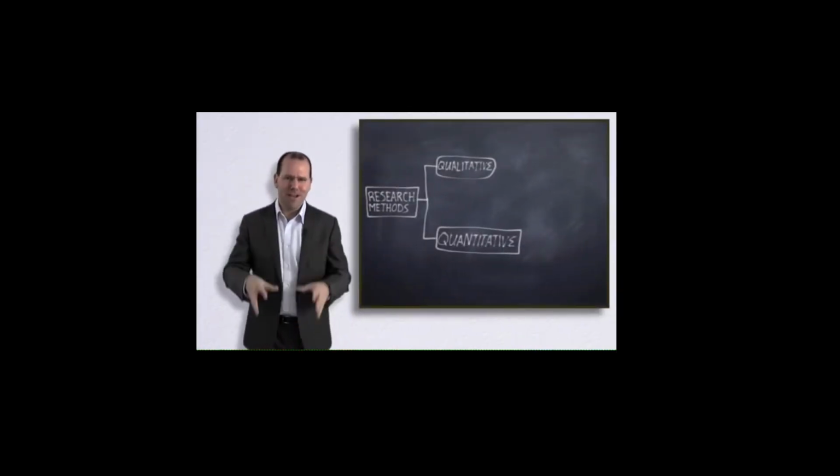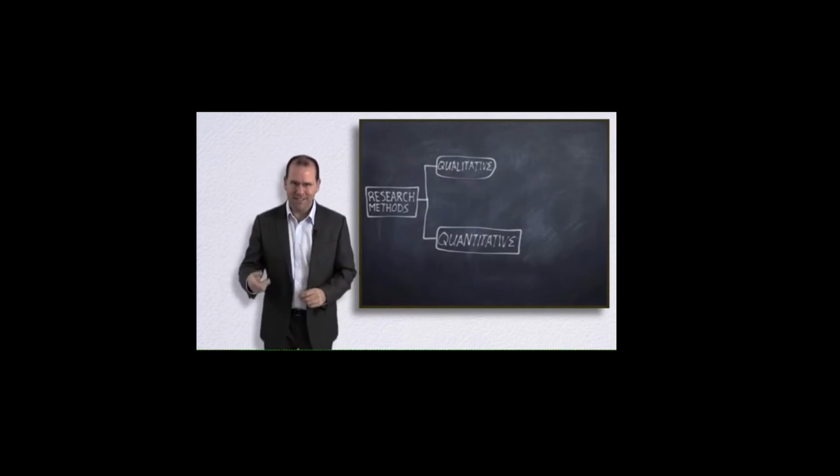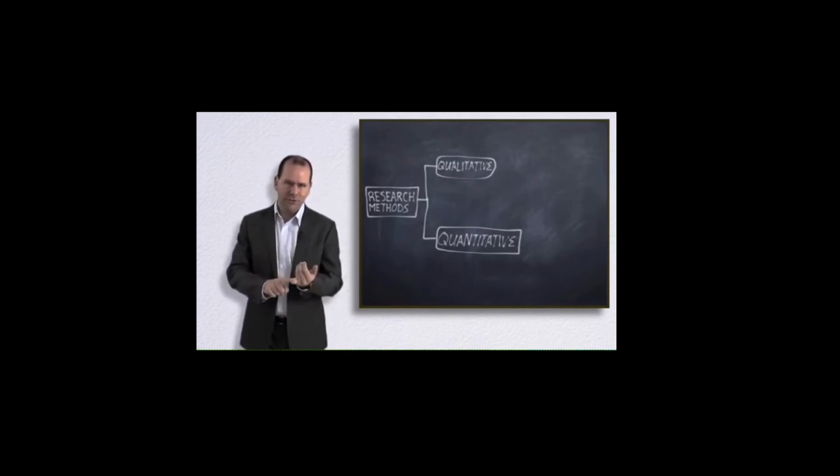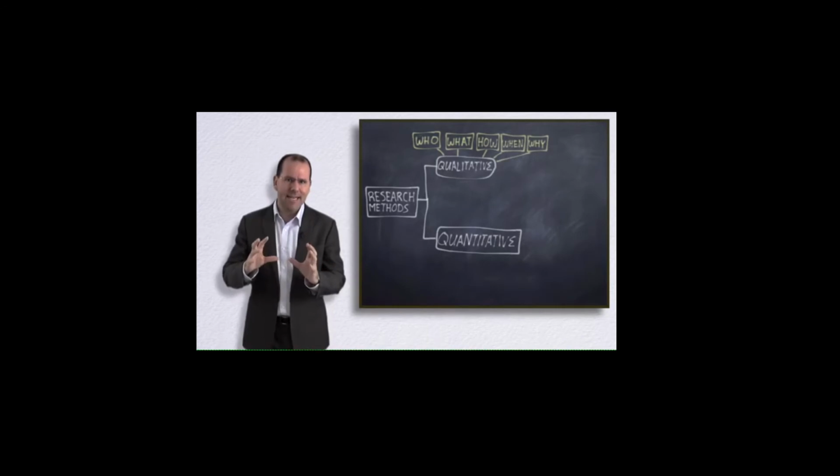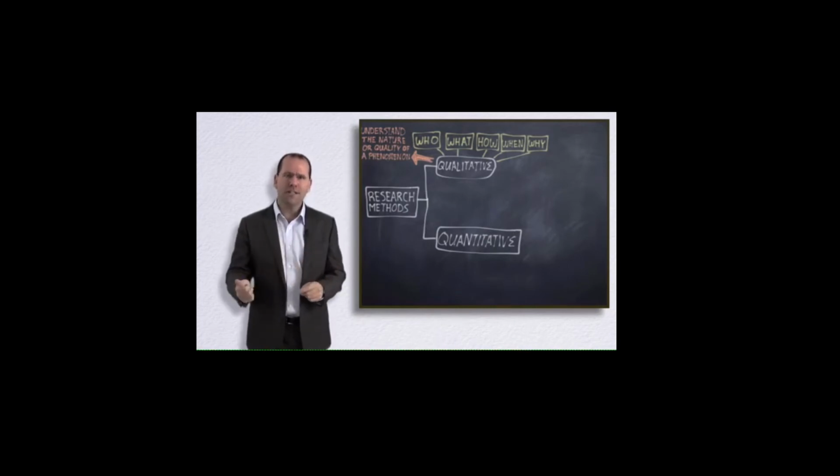So let's just jump right in and try and understand these different research techniques and research methods. Qualitative research tends to answer questions like who, what, why, when, and how. It tries to unpack and understand the nature of a phenomenon or the qualities associated with a particular phenomenon. By contrast, quantitative research answers the question of how much.